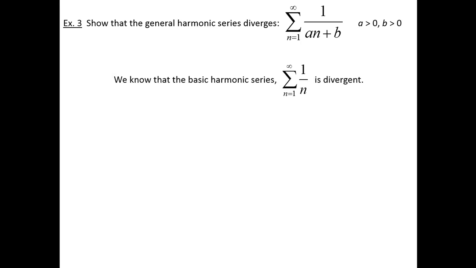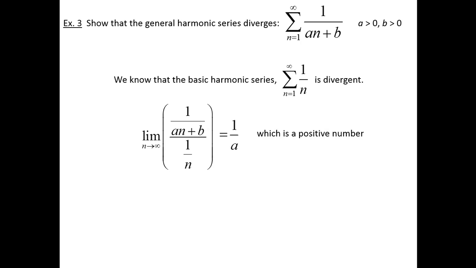Well, we know that the basic harmonic series, 1 over n, is divergent. Of course, that's your p-series again. So let's do a limit comparison between these two series. We're going to do the limit of 1 over (an plus b) over 1 over n as n goes to infinity. If we do the reciprocal here and simplify, we get 1 over a for the limit. A was positive, so this is a positive finite number.